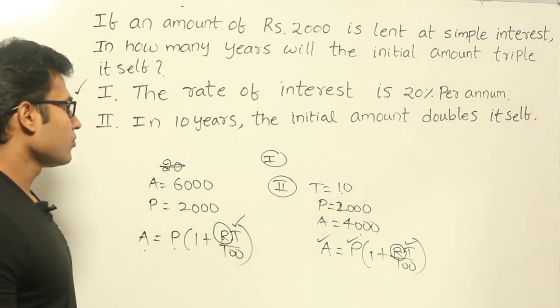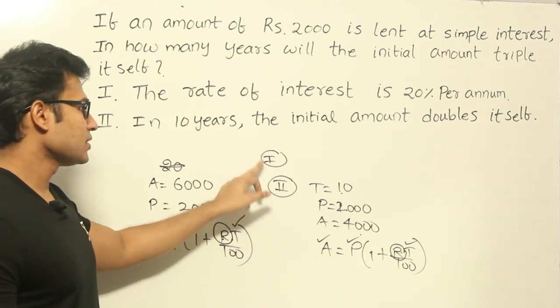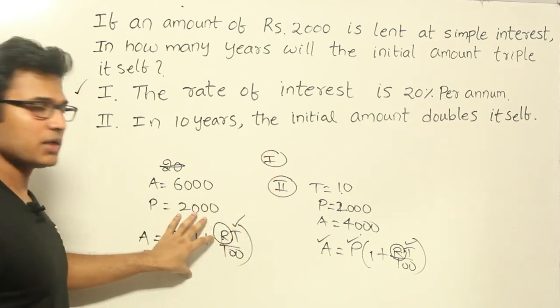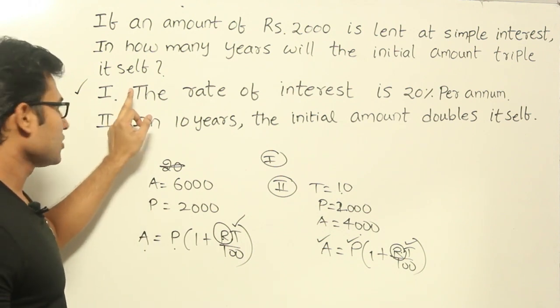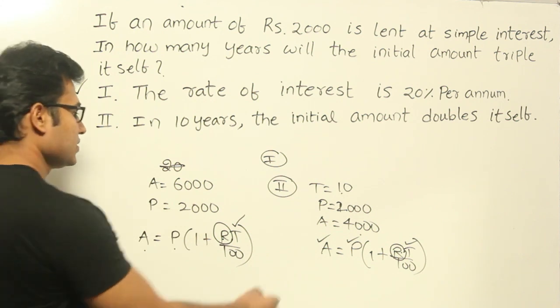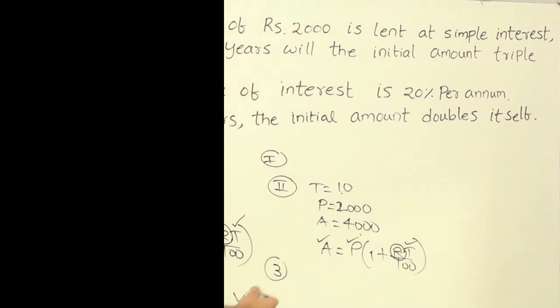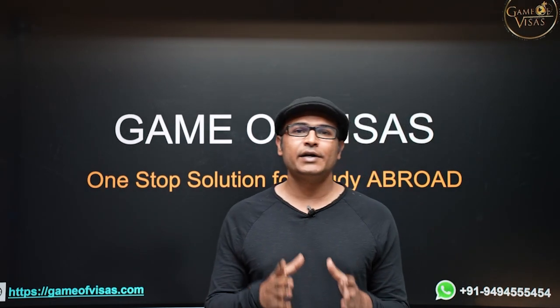Right. Therefore, both statement 1 as well as statement 2 are trying to give us the rate of interest, using which we can solve the question. And so the answer is either the information present in statement number 1 can be used or statement number 2 can be used, which means the option is 3. Got it? Okay.